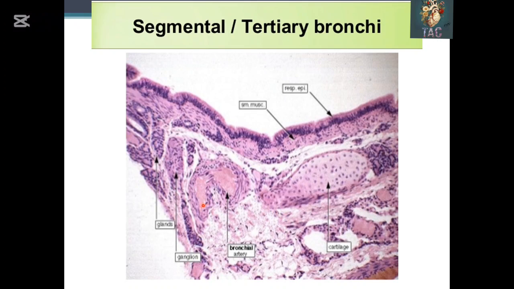Here you can see also the segmental or the tertiary bronchus, where you can see the epithelium becomes simple columnar, and then the smooth muscles are present beneath it. Then you can see the cartilage plates which are present. Here you can see a section of a bronchial artery, a ganglion, and the glands which are present. So basically our main focus over here is the wall of the tertiary bronchus.